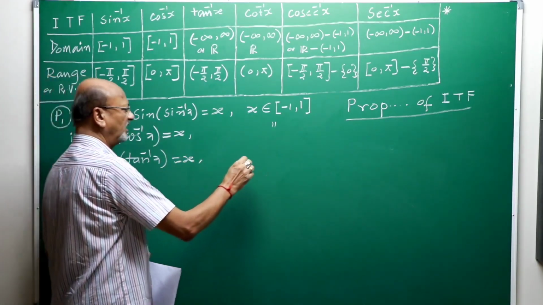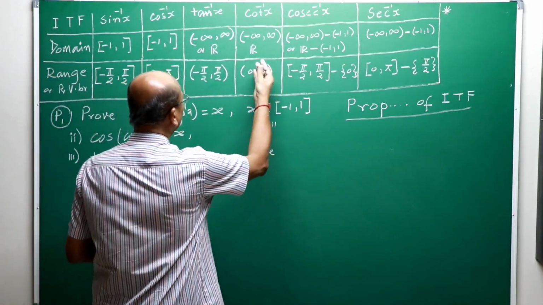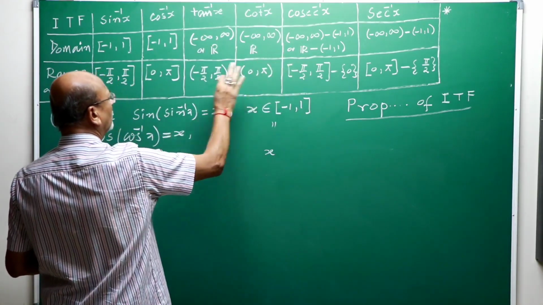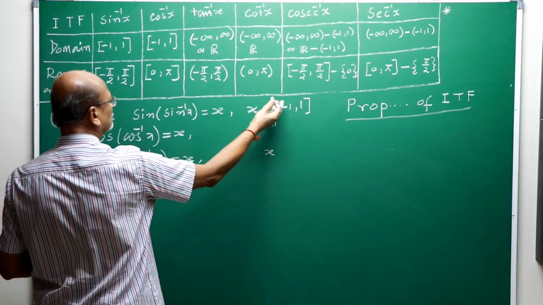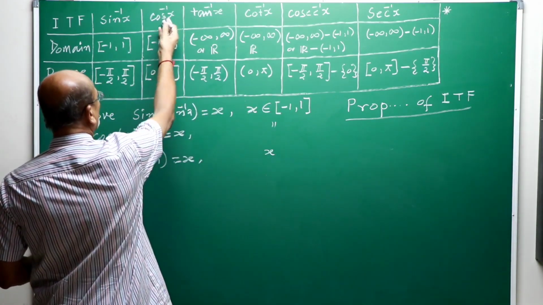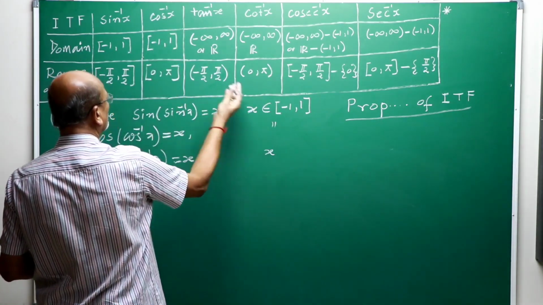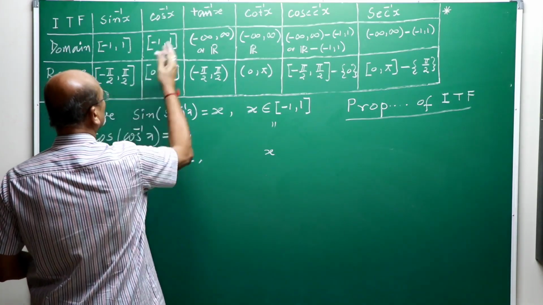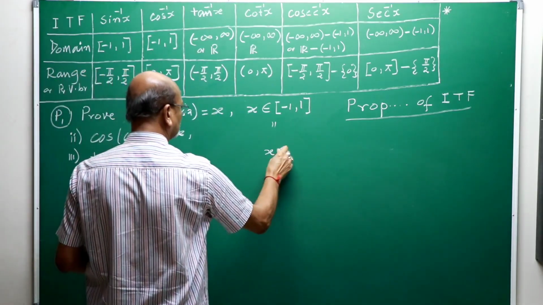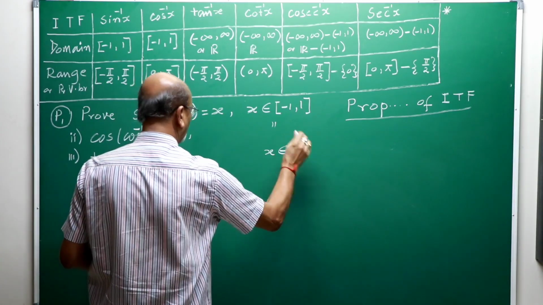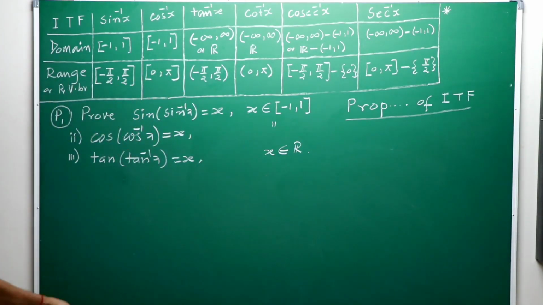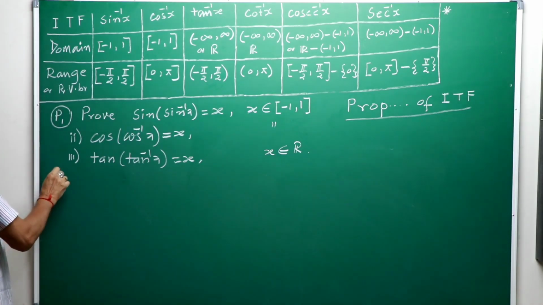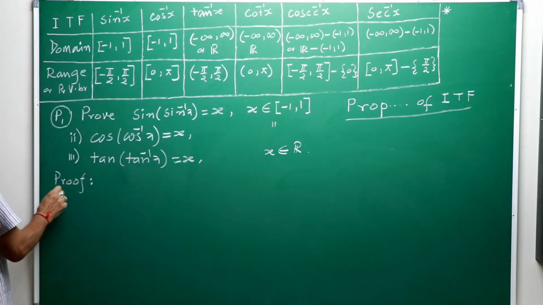Tell me, friends, in the case of tan, x belongs to R, that's why I have written it above. Everything is visible. What is the domain of sine inverse? -1 to +1. What is the domain of cos inverse x? -1 to +1. What is the domain of tan inverse x? It is R. Even the proof is very, very simple, my friends. I prove one or two. One you have to do yourself.